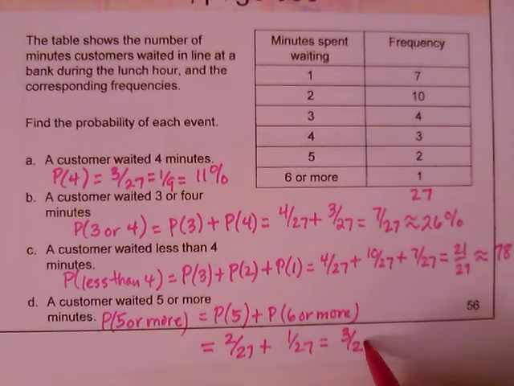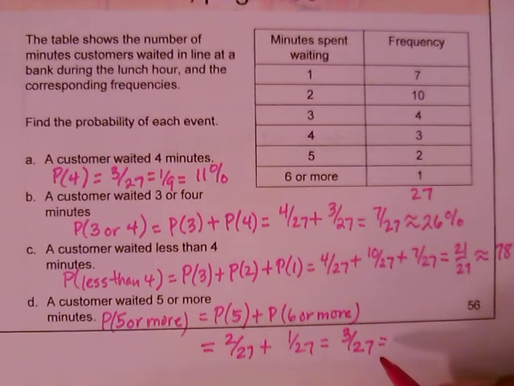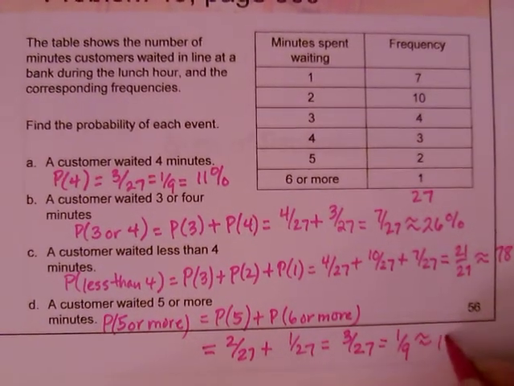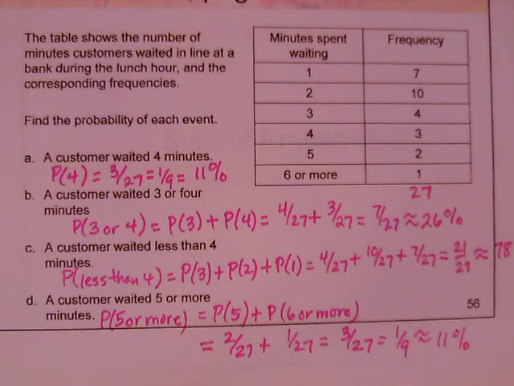Divide the numerator and the denominator by 3. That would be 1/9, which is approximately 11%, if you convert that to a percent by doing 1 divided by 9 times 100. So that was problem number 43 on page 505.